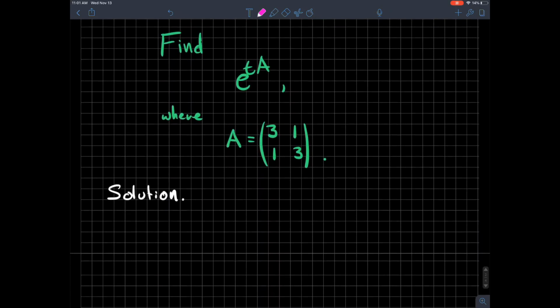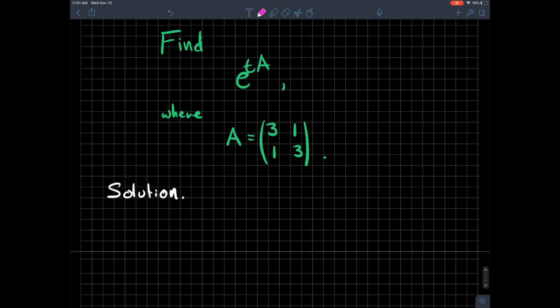So we're given this matrix, 3, 1, 1, 3. Computing A squared, not that bad. You can do it. You can even do A to the 3. Not that bad. But what about A to the 2019? That's going to take you a long time.